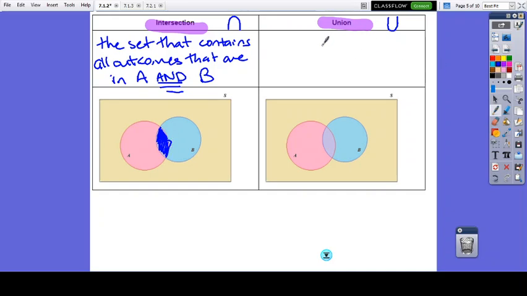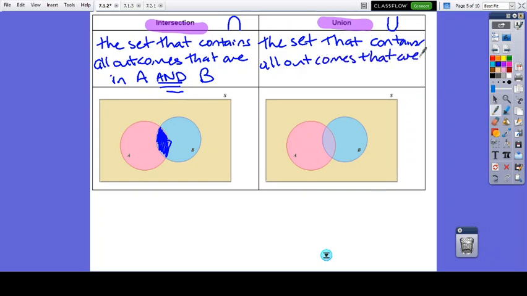The union, we're going to use almost the exact same words, but we're going to put an or in place of the and. So it's the set that contains all outcomes that are in A or B. So we have this word or here. A few other things that I'm going to look to highlight is that we know the or word and this symbol, and we know the and word that goes with an intersection. So we're looking at those different words that are there.